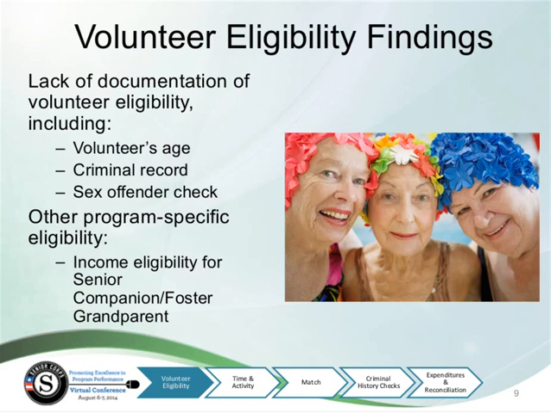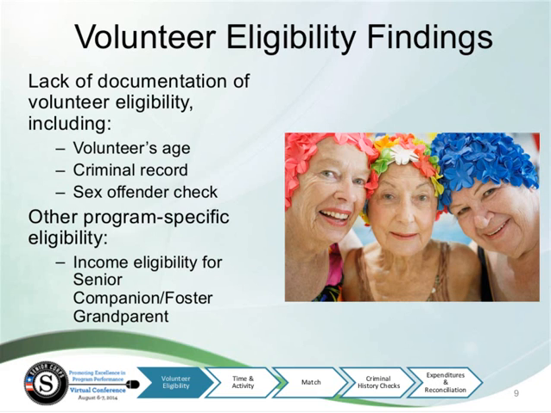The first compliance issue we're going to discuss is volunteer eligibility, and the findings concluded that there was a frequent lack of documentation for volunteer eligibility, including the volunteer's age at the time of the enrollment, whether the criminal record check was done and the time in which it was done, if the sex offender registry was done, and again, if they started prior to the NSOPW, which is required for work with children or vulnerable populations.